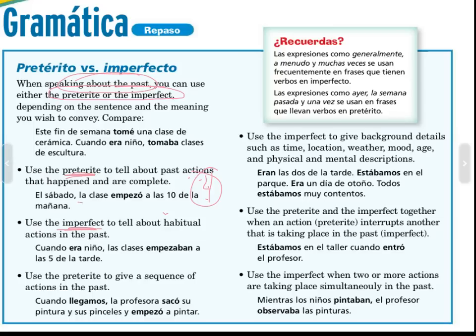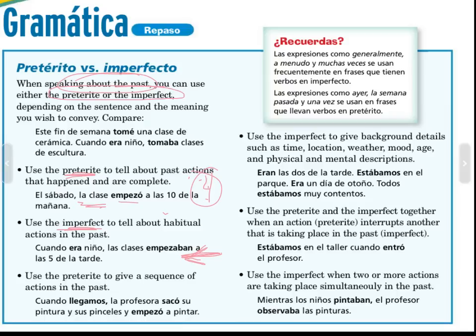So for example, let's look at this example sentence. It says, El sábado la clase empezó a las 10 de la mañana. So Saturday, class began at 10 o'clock in the morning. Versus down here, it began one time, so that's why we use preterite. Okay. Down here, cuando era niño, las clases empezaban a las 5 de la tarde. When I was a child, classes used to begin at 5 o'clock in the afternoon. We know it happened multiple times, but we don't know how many times. Okay, so that's what we're talking about when we say habitual actions in the past.